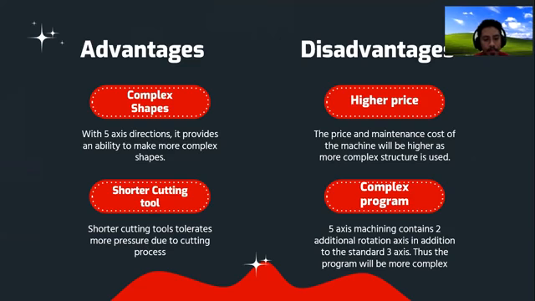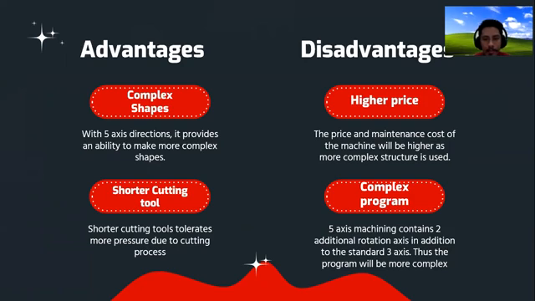The second advantage is shorter cutting tools. With 5-axis machining's simultaneous machining movement, it can use shorter and more rigid cutting tools so that it can tolerate more pressure from the cutting process.